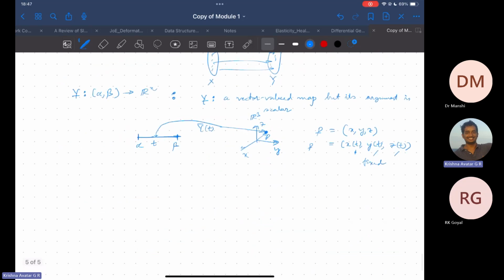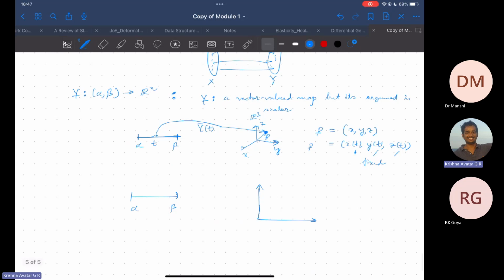Now you'll ask, okay, but I'm only showing the points. How does it give us a curve? For a better representation, I'll just use R^2 space, which makes things slightly easier to visualize, with alpha, beta, and you have this R^2 space.